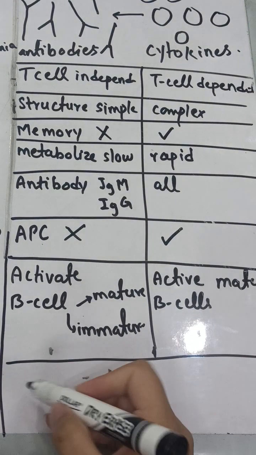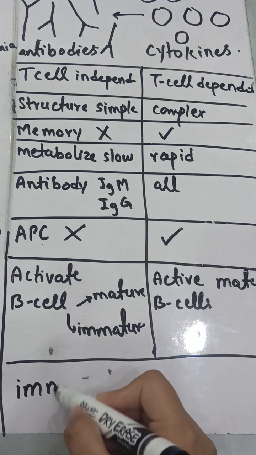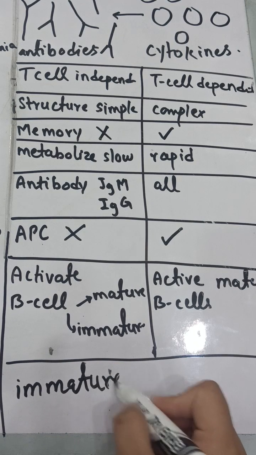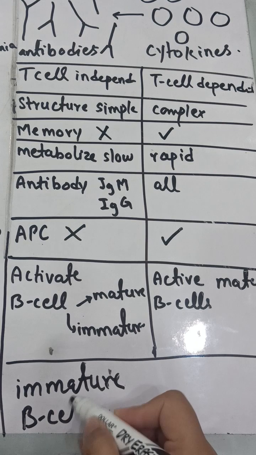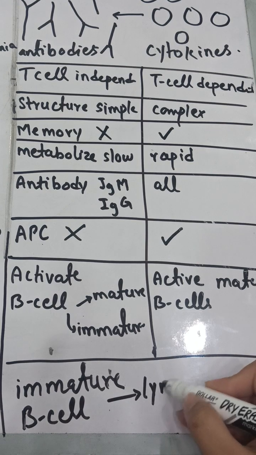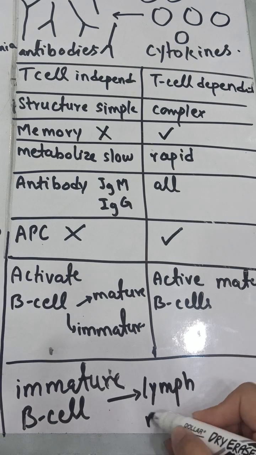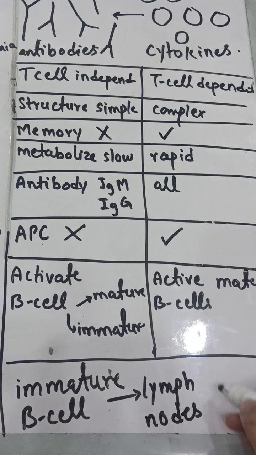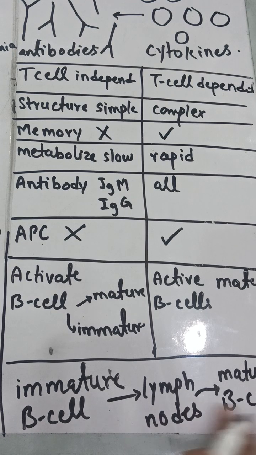So what happens? Your immature B cells will go towards your lymph nodes, which are a part of your lymphatic system. After going to the lymph node, they will mature here. So after entering into it, your B cells are mature B cells. So this is how the B cells mature.